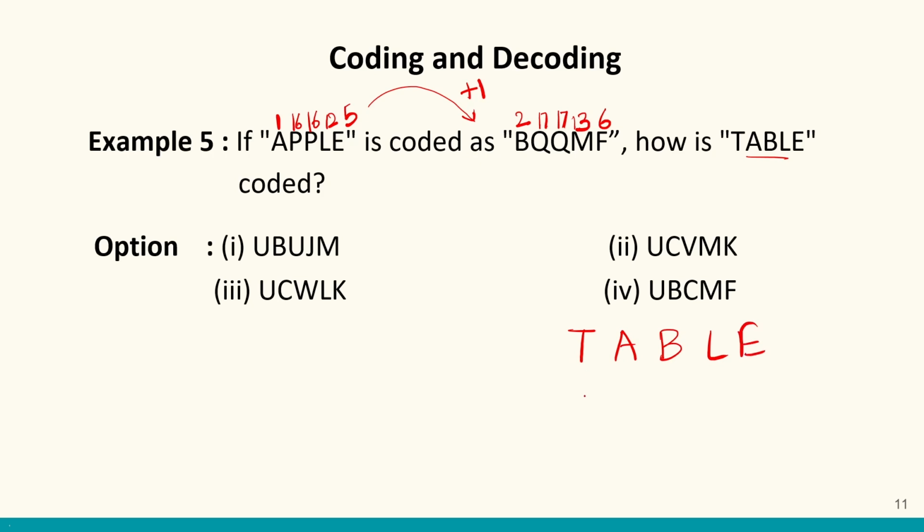T plus 1 will give me U, A plus 1 will give me B, C, M and F. So our answer will be U, B, C, M, F, which is option number 4. So option number 4 is our answer.